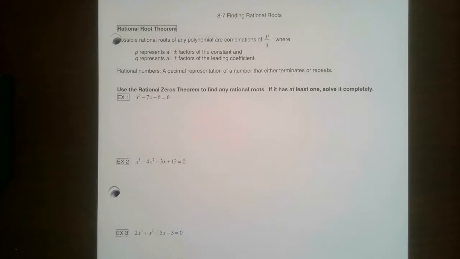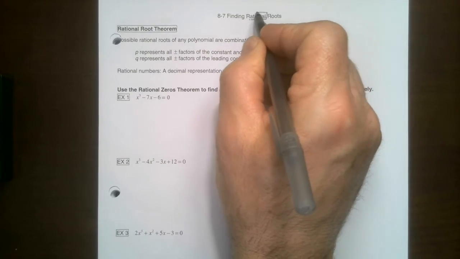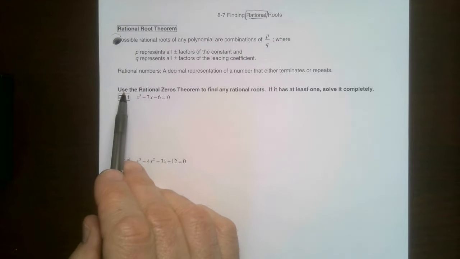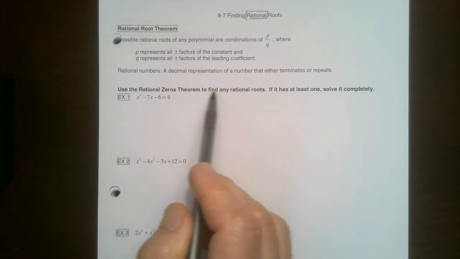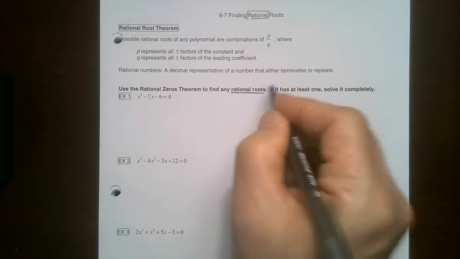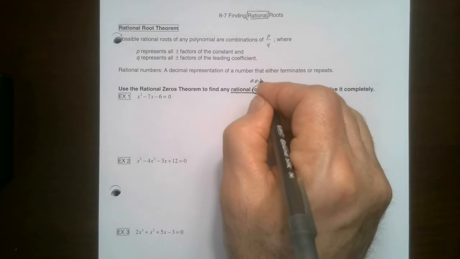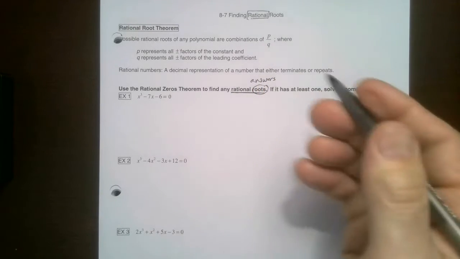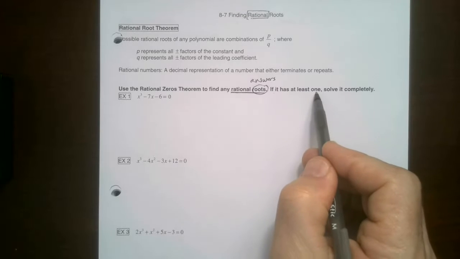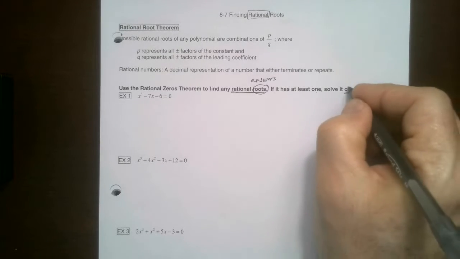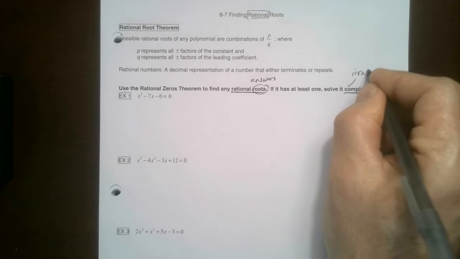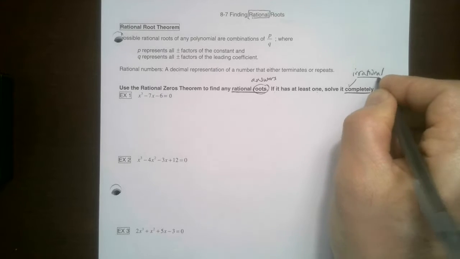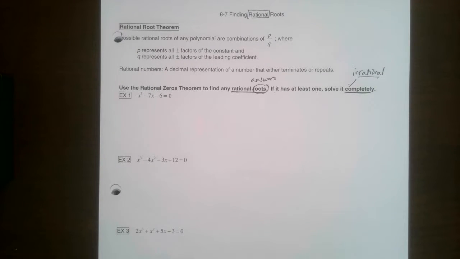Final lesson of Unit 8, as you can see, it's called Finding Rational Roots. But if you read the instructions down here, it says use the rational zeros theorem to find any rational roots. What's another word for roots? Answers or solutions. If it has at least one, solve it completely, which means maybe there's more rational roots, but there may be some irrational roots. We're going to talk about that as we go through some of these problems.